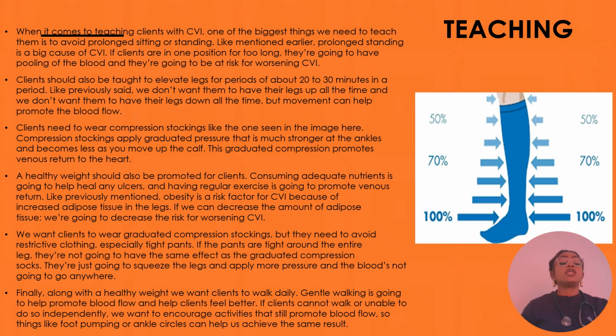A healthy weight should also be promoted for clients. Consuming adequate nutrients is going to help heal any ulcer, and having regular exercise is going to promote venous return. Like previously mentioned, obesity is a risk factor for chronic venous insufficiency because of increased adipose tissue in the legs. If we can decrease the amount of adipose tissue, we are going to decrease the risk for worsening CVI.